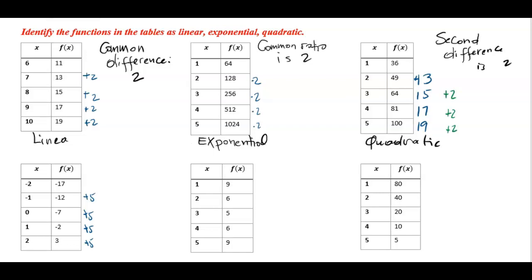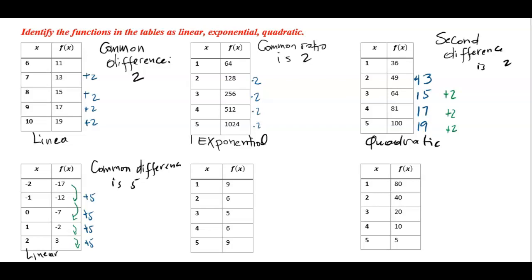All right, so we keep adding 5 each time. We keep adding 5, we keep adding 5, and we keep adding 5. So that's when we have a common difference here, and our common difference in this case is 5. And because we have a common difference, we can conclude that this one is linear. Okay, so this is linear.